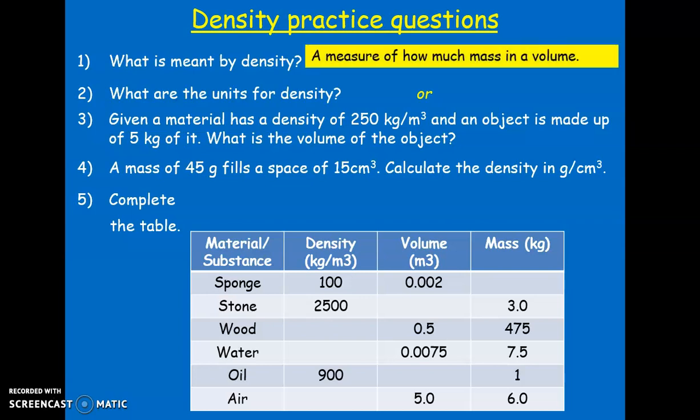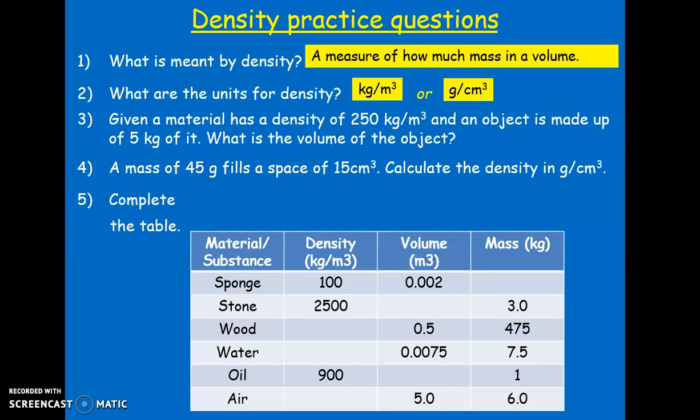Density is a measure of how much mass there is in a volume, mass per volume. What are the units for density? Well, as I mentioned before, you can have kilograms per meter cubed or grams per centimeter cubed.